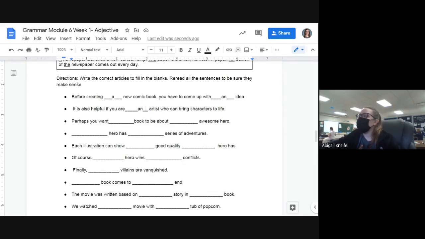Perhaps you want blank book to be about blank awesome superhero. Angelina, what do you think? Perhaps you want the book to be about an awesome hero. Yeah, perhaps you want the book to be about an awesome superhero. It is an instead of a because a is the beginning of awesome, which is a vowel.